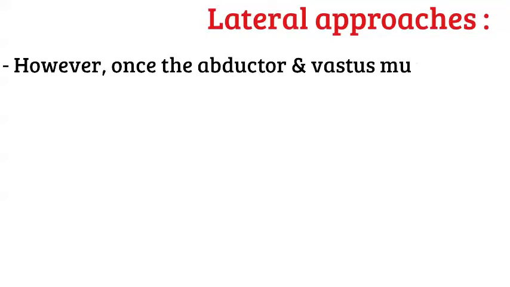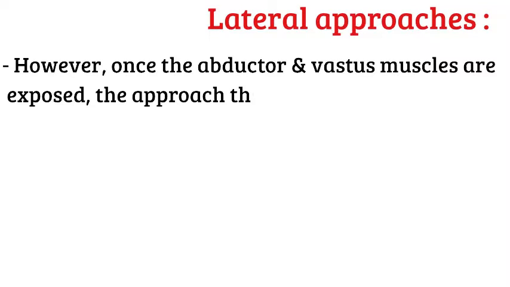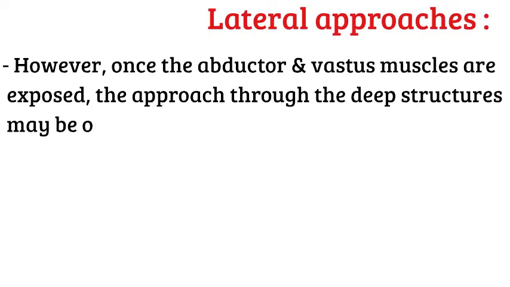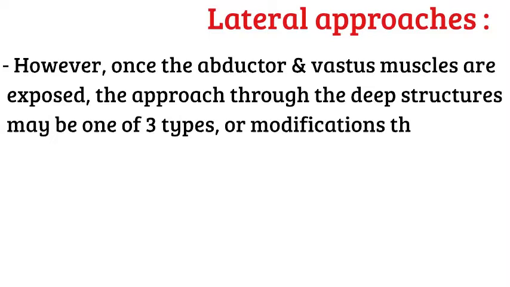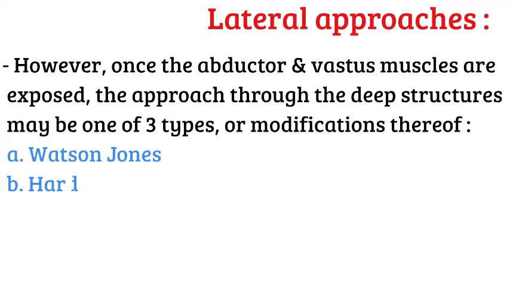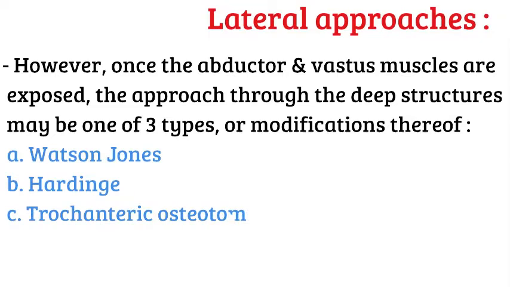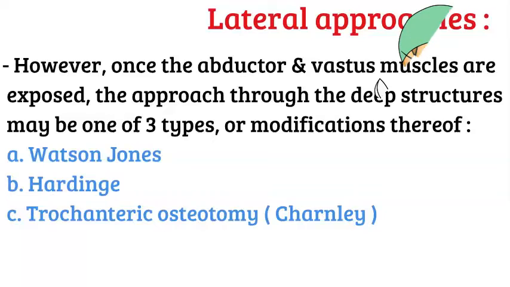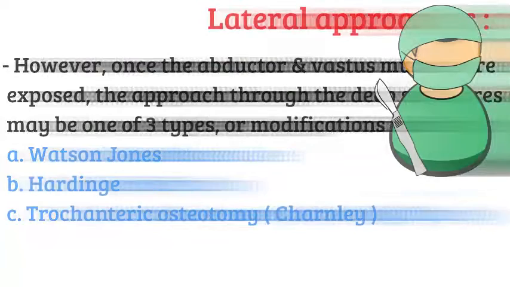However, once the abductor and vastus muscles are exposed, the approach through the deep structures may be one of three types, or a modification thereof. First one, A. Watson-Jones approach; B. Hardinge approach; C. Trochanteric osteotomy or Charnley approach.